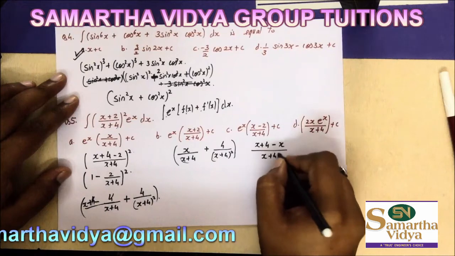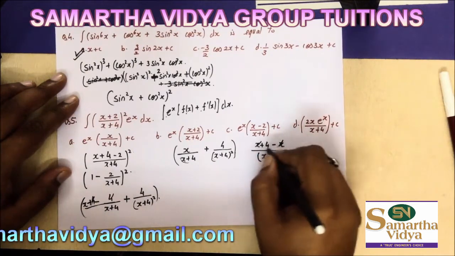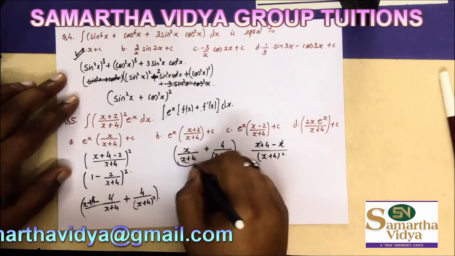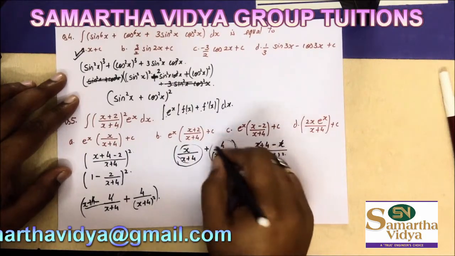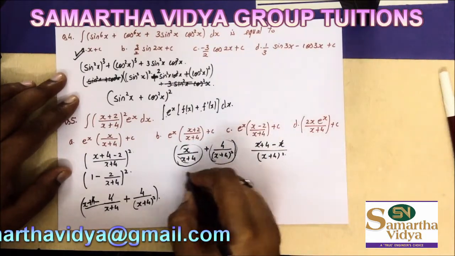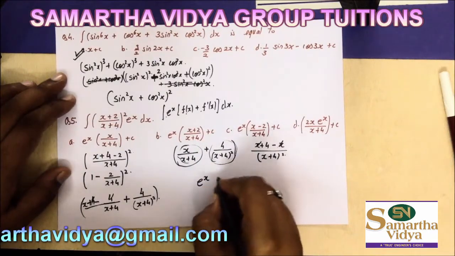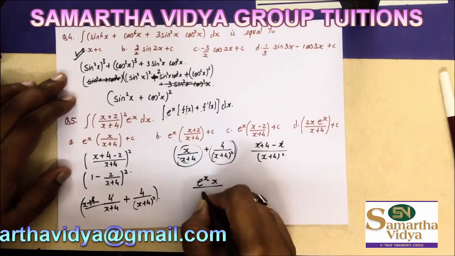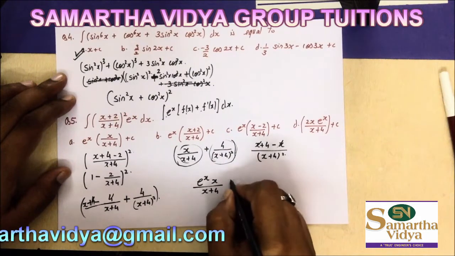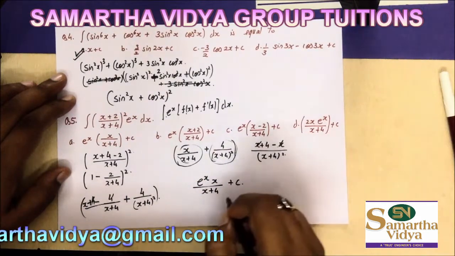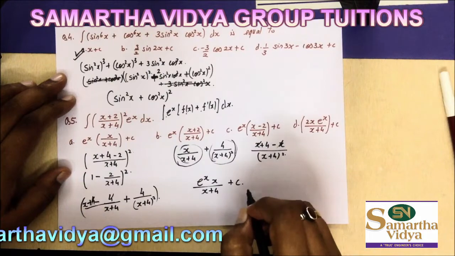So you can see clearly that the function is f of x and the derivative is this. So basically the answer for this is nothing but e raised to x into f of x, so e raised to x into x upon x plus 4 plus c. So that's nothing but your option.